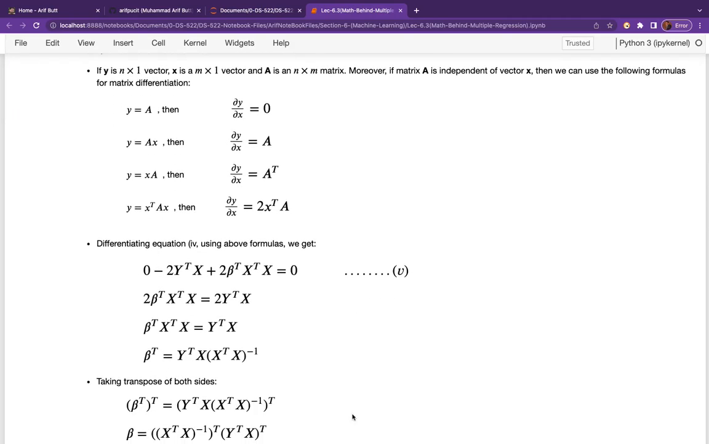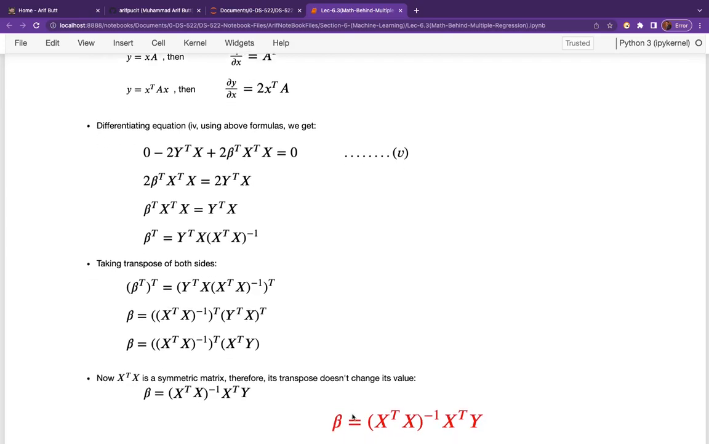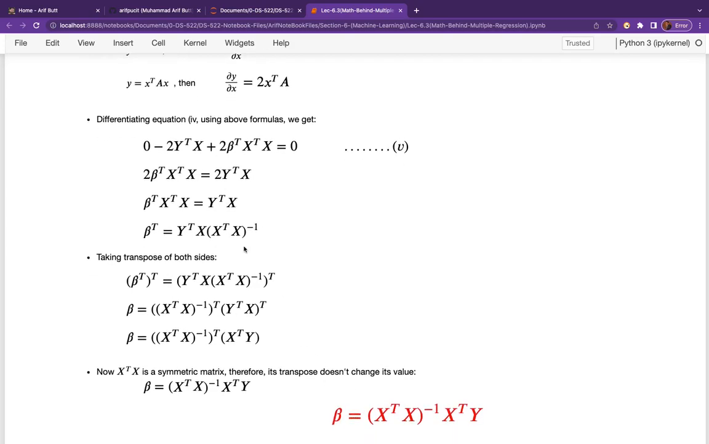Now in the remaining steps over here, I have used simple matrix operations and have finally arrived at this matrix equation shown in red, that is beta is equal to (x transpose x) whole inverse x transpose times y. So this is a formula to calculate the regression coefficients in case of multiple linear regression.